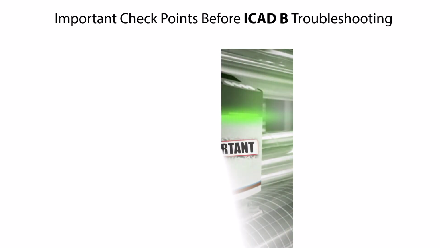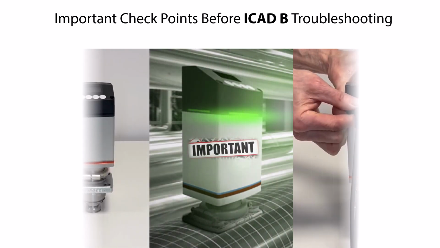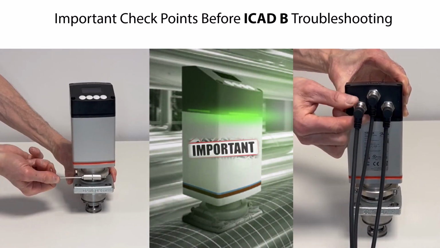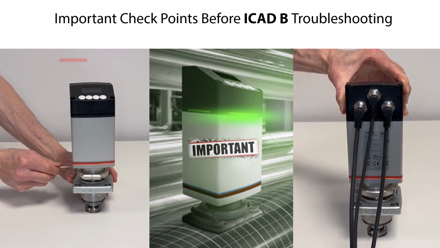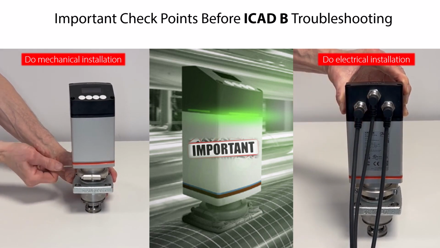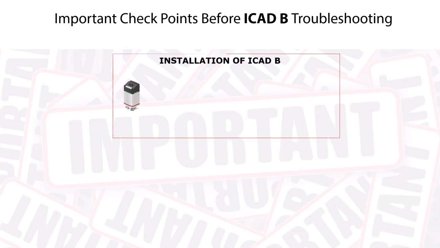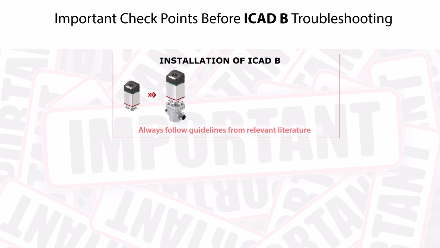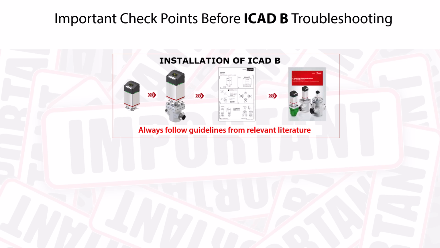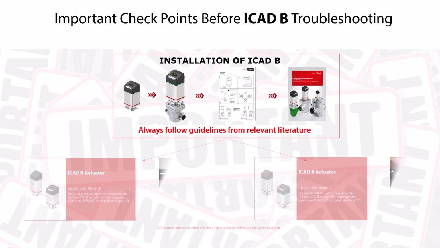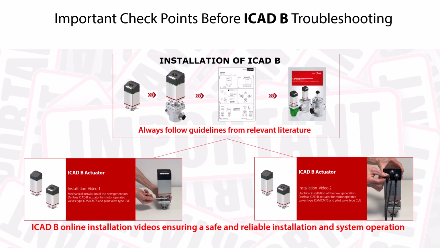Before you start the ICAD B troubleshooting, then it is very important to firstly ensure that the ICAD B has been correctly mechanically and electrically installed. The ICAD B should always be installed and connected to other equipment according to the guidelines given in relevant literature, such as the installation and user guides for the ICAD B and other equipment.